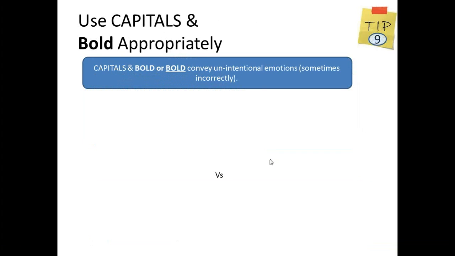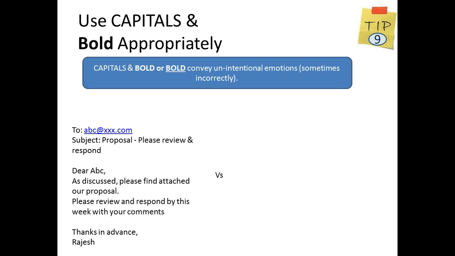Tip number 9. Usage of capitals and bold. Capitals and bold, or bold underline, convey unintentional emotions. Capitals in written language could mean that you're shouting at somebody. Bold means you're ordering somebody. These are the emotions that they communicate.